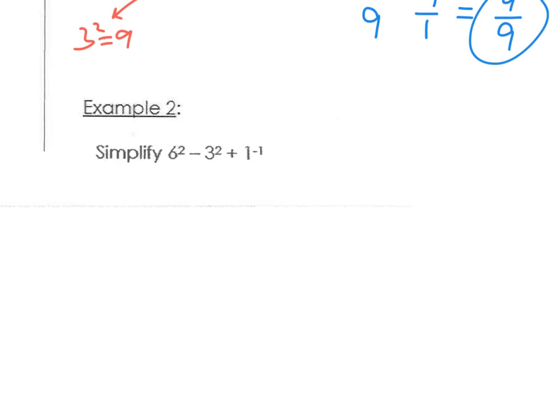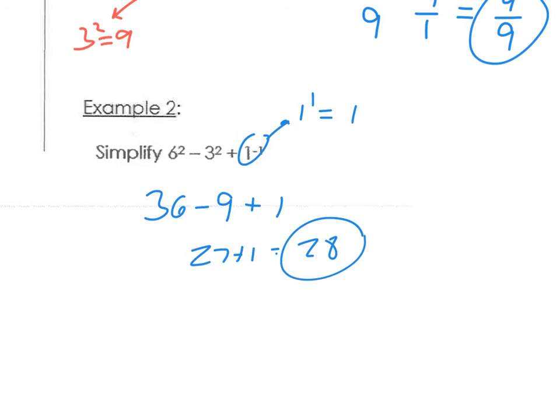Okay, now let's do that last one. 6 squared, starting off with that. And again, we know PEMDAS tells us exponent should be first anyway. So 6 squared is 36. Minus 3 squared, which is 9, plus, now 1 to the negative first. You know, if I had 1 to the first, that would just be 1. And then if I take the reciprocal of 1, well, what do you know? The reciprocal of 1 is still just 1. So this one, I'm just going to have 1 at the end of this one. 36 minus 9 gives me 27, plus 1 gives me 28. So we can simplify expressions that have powers as well.